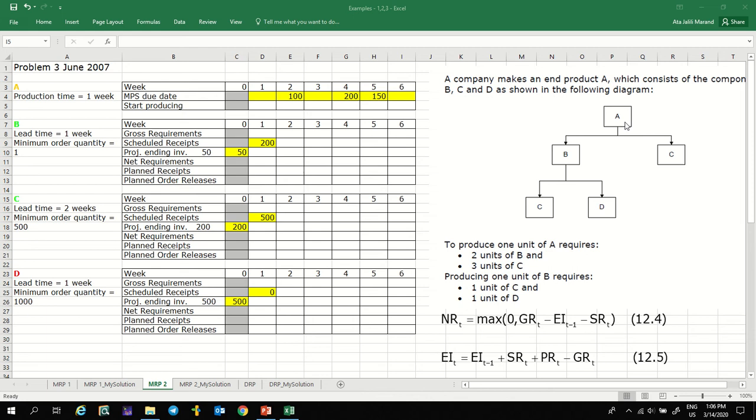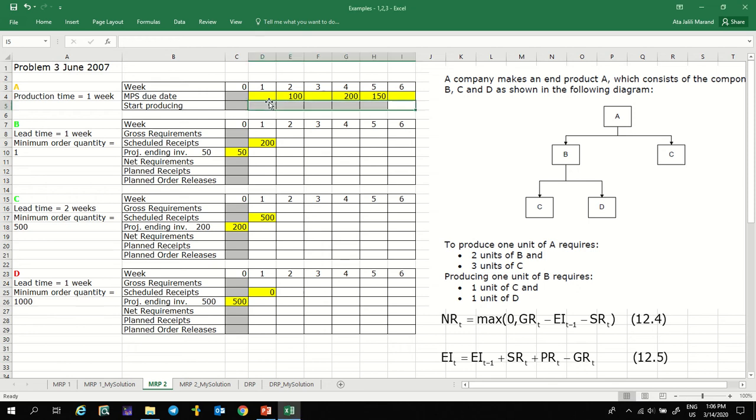For example, for product A, we need subproducts or subassemblies B and C, and we know that we need two units of product B and 3 units of C in order to be able to produce A. And in a similar way, for B we need 1 unit of C and 1 unit of D. And what we need to do is to fill in this material requirement plan for the different components.